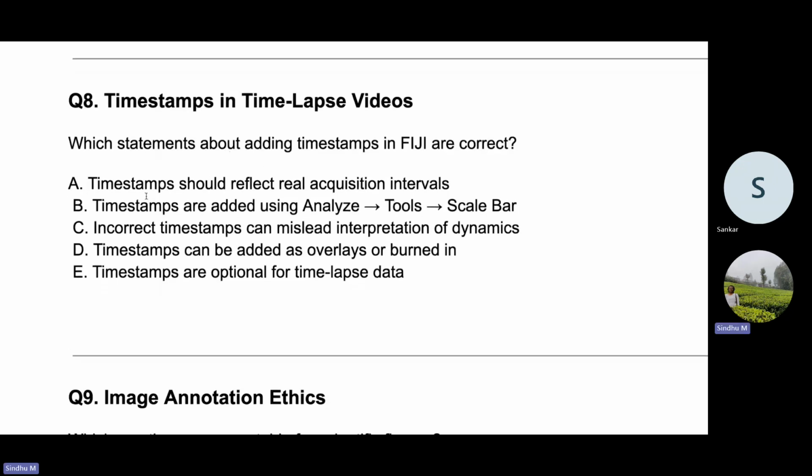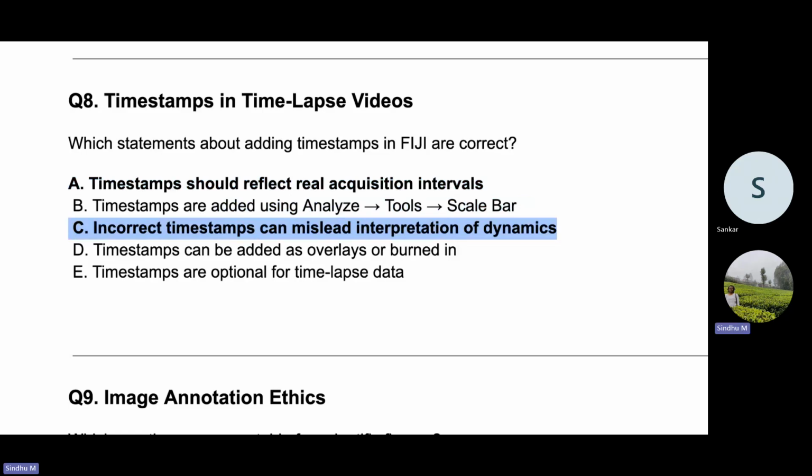And this is about time lapse. So if the pictures are taken every 10 minutes, then the timestamp should also be for every 10 minutes. You cannot change it. This is not true. This is for adding the scale bar, not for time lapse. This is true. If instead of 10 minutes you give a timestamp of 30 minutes, then people will think that things are actually happening slower than the reality.